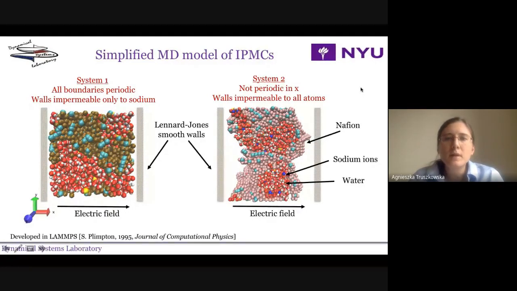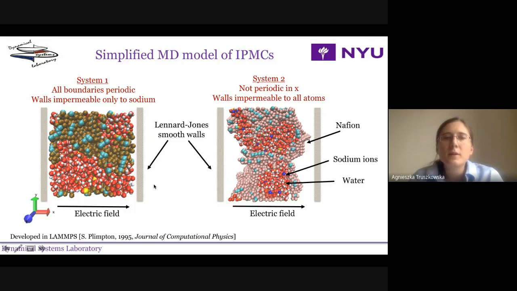And we study two systems. The first system is fully periodic, and there are walls on its sides, and these walls are only visible to the sodium ion. So basically the other atoms don't know that the walls are present. The second system is actually not periodic in the electric field direction for all atoms, and similarly, the walls are also impermeable to all the atoms.